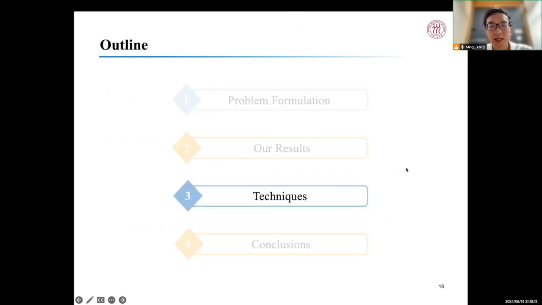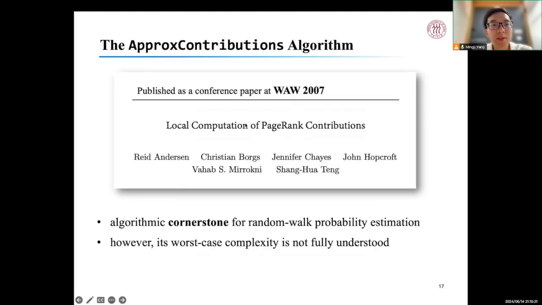Next are the detailed techniques for deriving our results. Our techniques and analysis are generally simple. The key ingredient of deriving our upper bounds is the known approx contributions algorithm. It was first proposed jointly by Andersen, Borgs, Chayes, Hopcroft, Mirrokni, and Teng in 2007. And until now, it has become an algorithmic cornerstone for random walk probability estimation, being used in a variety of tasks. However, despite all years' efforts, its worst-case complexity has not been fully understood.